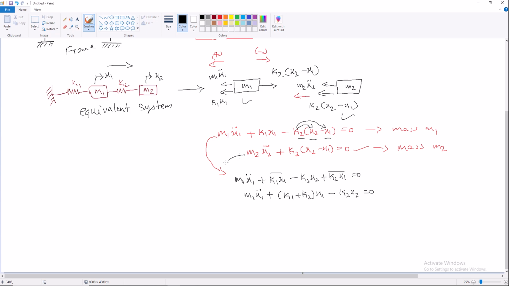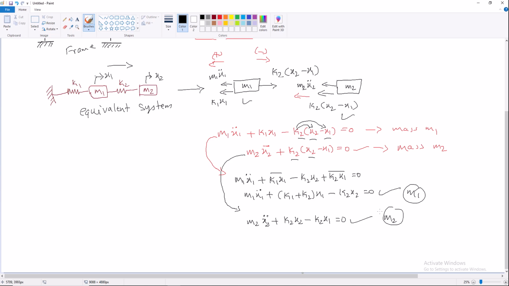And in a similar way, if I write the second governing differential equation, that would be m2 x2 double dot plus k2 x2 minus k2 x1, which is equal to 0. I have just multiplied k2 into x2 minus x1, right. So these are the governing differential equations for the mass m1 and mass m2.